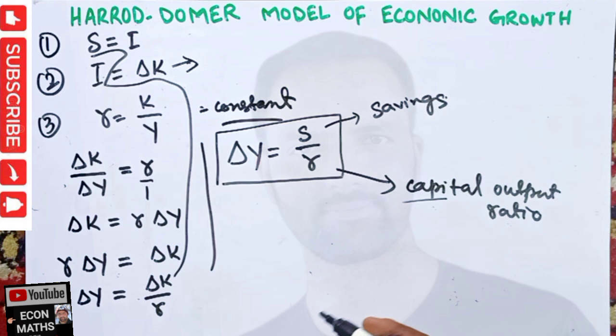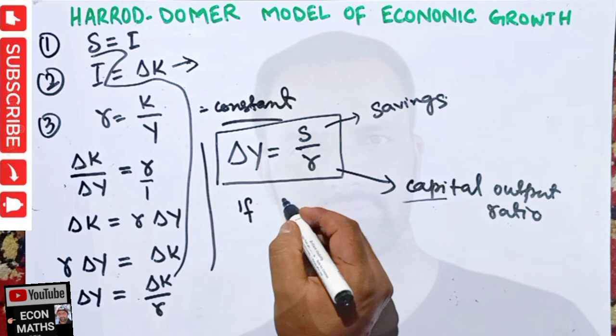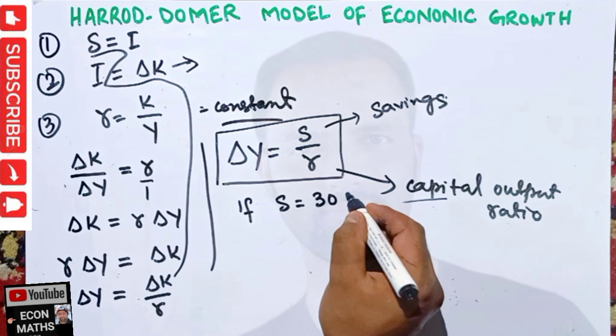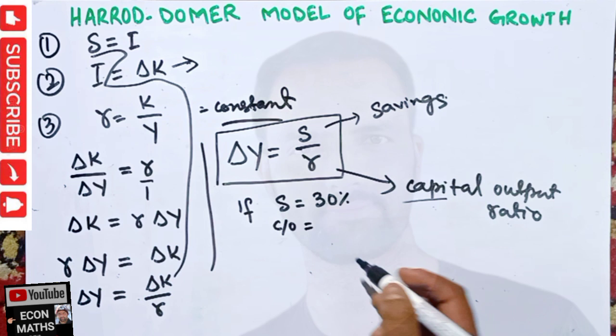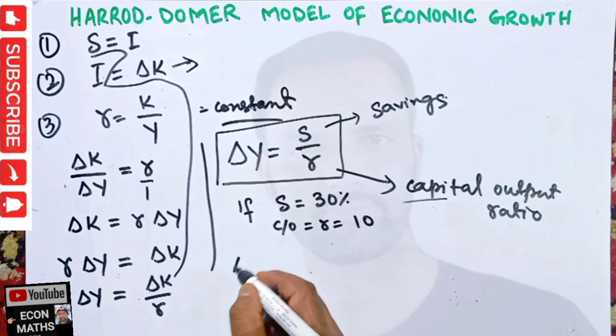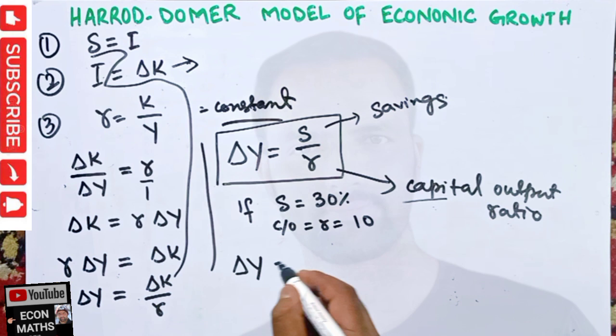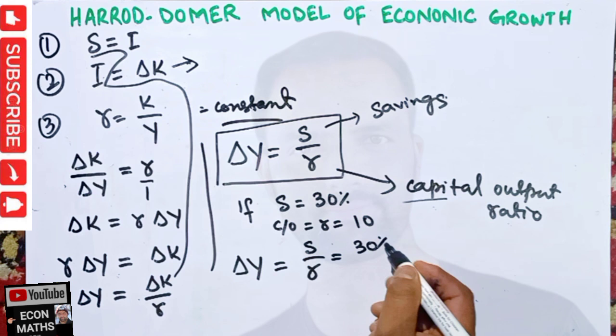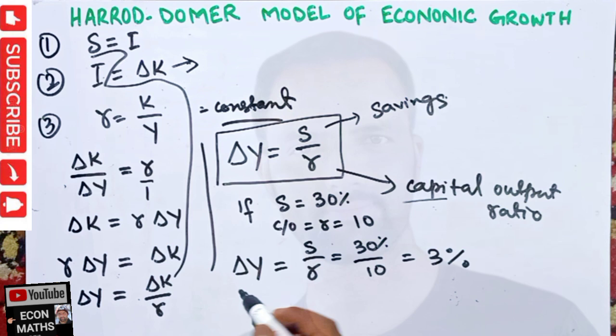And here we can just take an example. Let us say in a hypothetical economy, we have a saving rate of, let us say, 30%, okay? And let us say the capital output ratio is 10. Okay, then the Harrod-Domar model tells us that the growth rate in this economy would be S over R, which is equal to 30% divided by 10, which is equal to 3%. Then by this Harrod-Domar model, our growth rate should change by 3%.